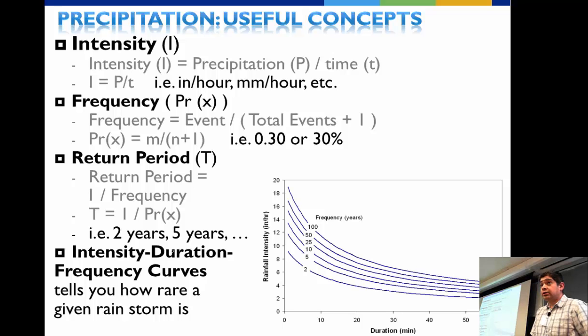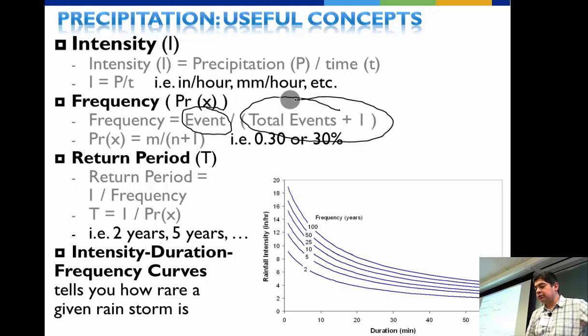Frequency, we can record those intensities. How frequently, let's say, does a quarter of an inch fall in a year? Well, we record all those events. We divide the number of events by the total number of events plus 1, which is basically simple statistics, and then you get the frequency, how frequently this event happens.